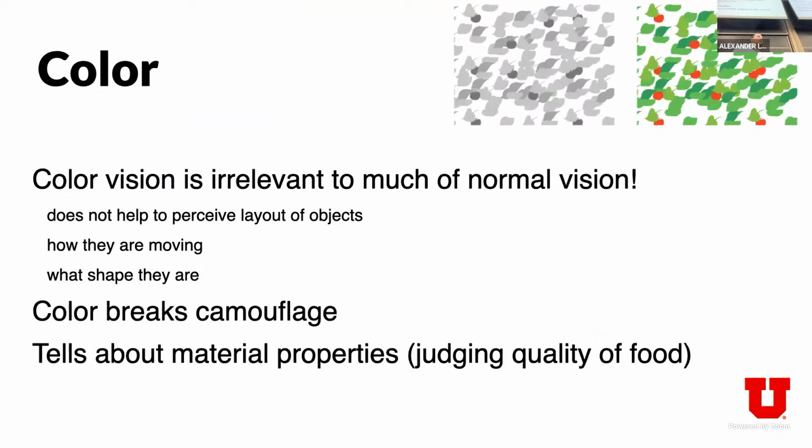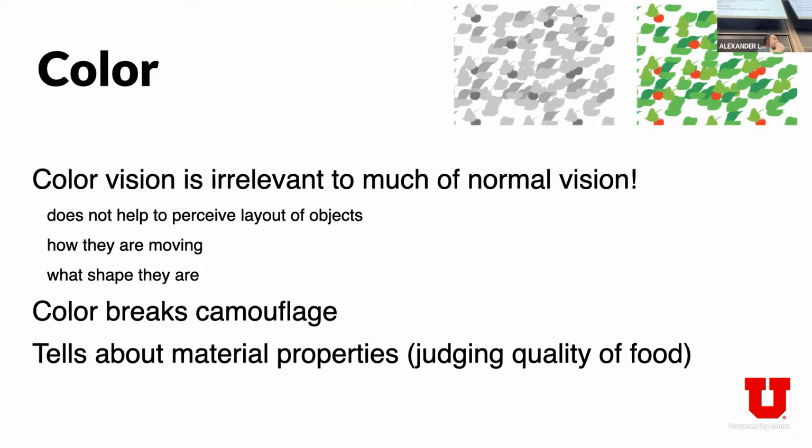And interestingly, color vision is actually fairly irrelevant to much of your normal vision. If you had absolutely no color vision, you would be perfectly capable of surviving, right? There are certain tricks that you have to know, like the order of the traffic light lamps and things like that. But generally, color vision isn't super relevant to our basic survival. It doesn't help us perceive the layout of objects. It doesn't change how we're moving. It doesn't tell us what shape they are.